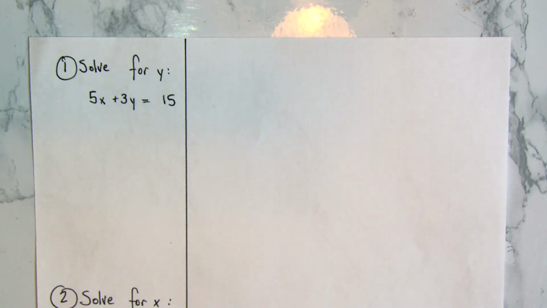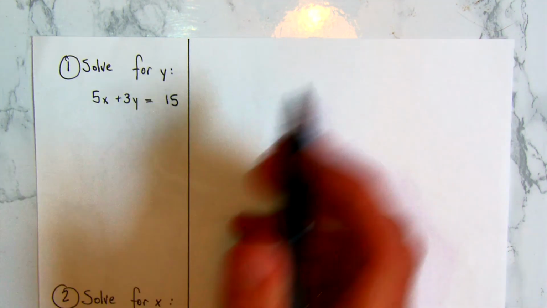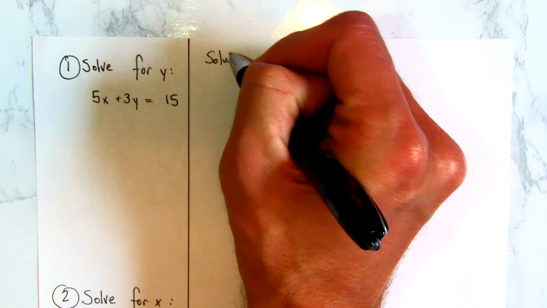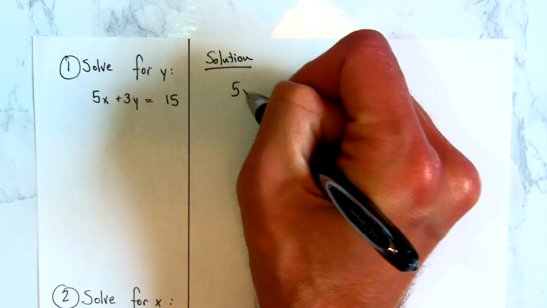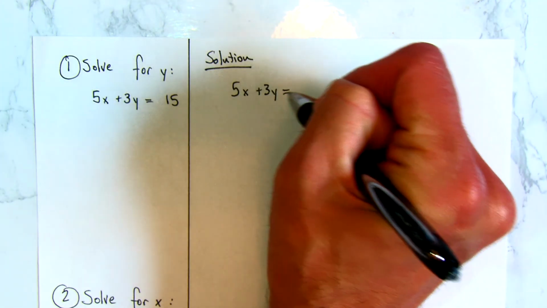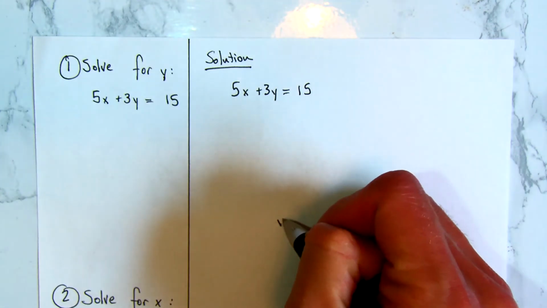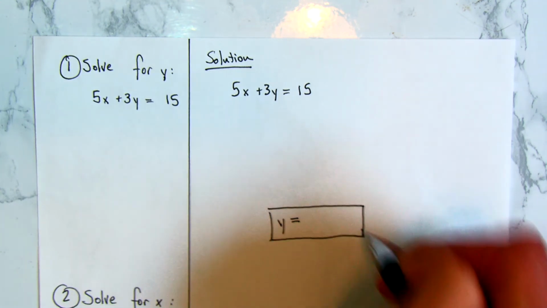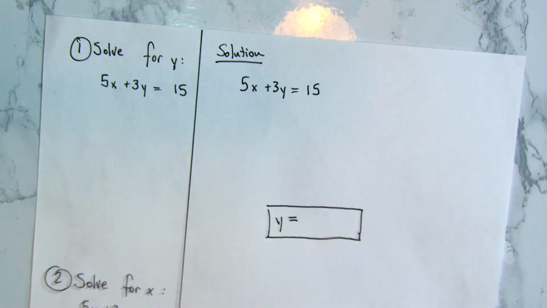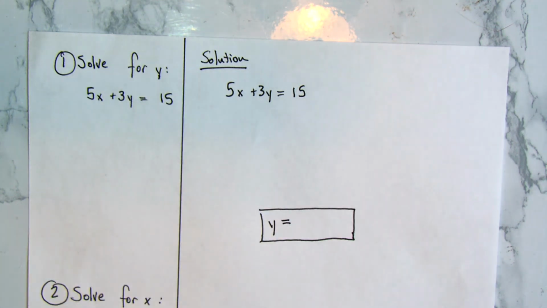Extra practice. First one, solve for y: 5x plus 3y equals 15. We have 5x plus 3y equals 15. We want to solve for y, so our goal is y equals something. Okay, the first thing to do here is move over this 5x.